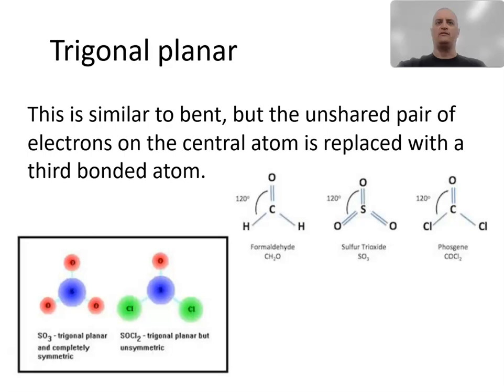Trigonal planar, similar to bent, but instead of there being an unshared pair, it's a bonded pair. So this would make that you'd see no unshared electrons, but that means that these are able to kind of be at the ends of an equilateral triangle for each of these. So this is why it's going to be flat, and we can represent this all with lines. We represent lines in this 3D modeling for this here.